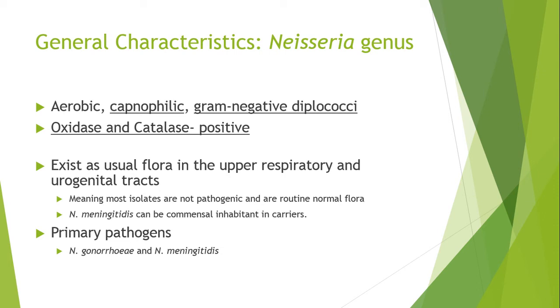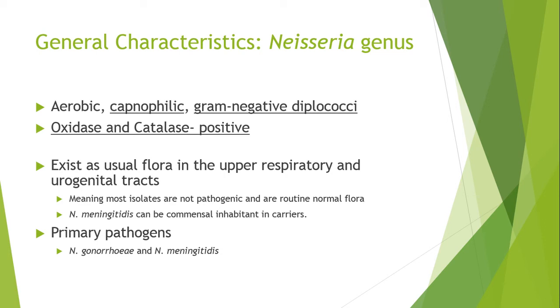Gram-negative diplococci. They're like kidney beans, usually, for gonorrhea. Anyways, two kidney beans facing each other. They're always in pairs, Neisseria are. They're oxidase and catalase positive. So these are really rapid tests. We've done catalase a couple of times.